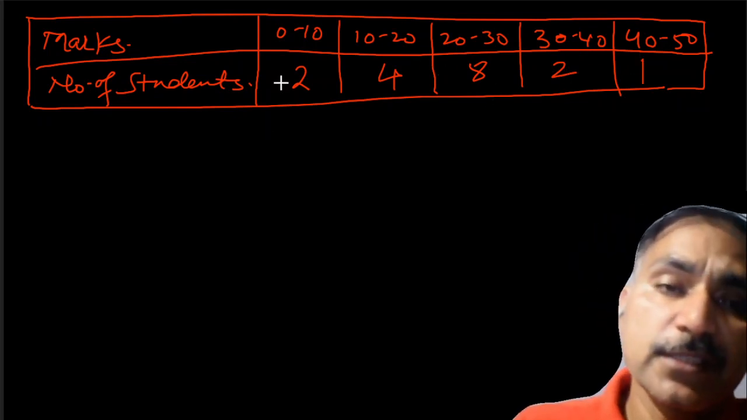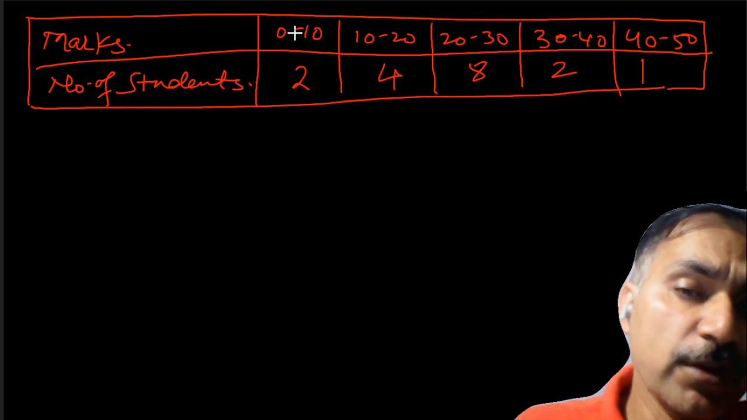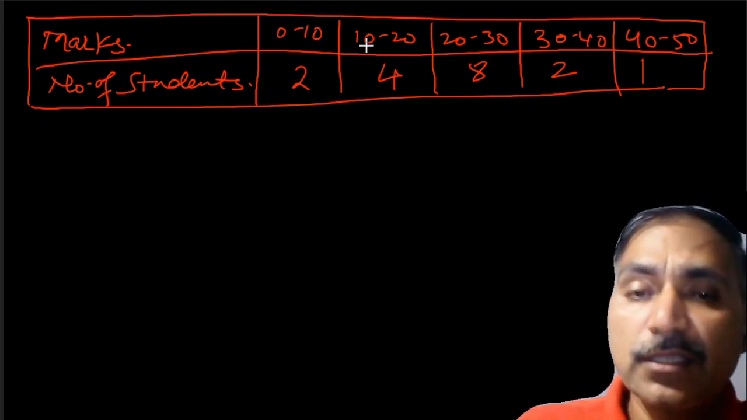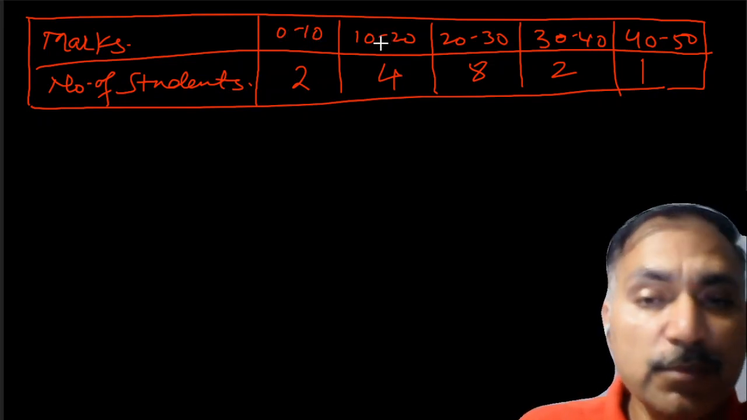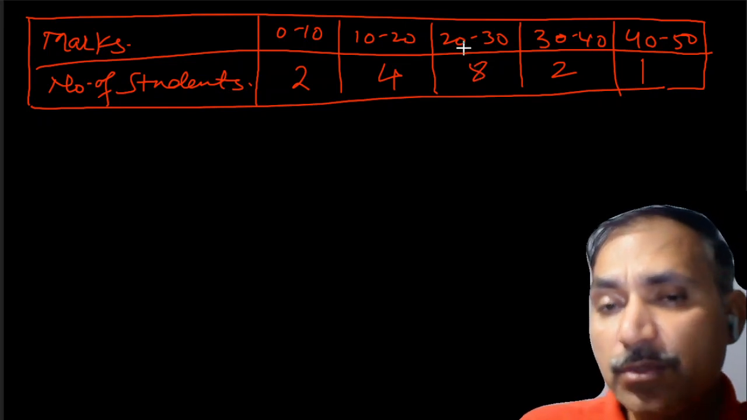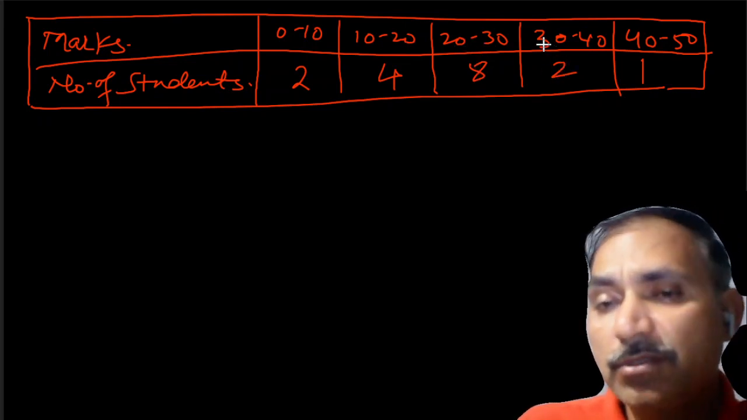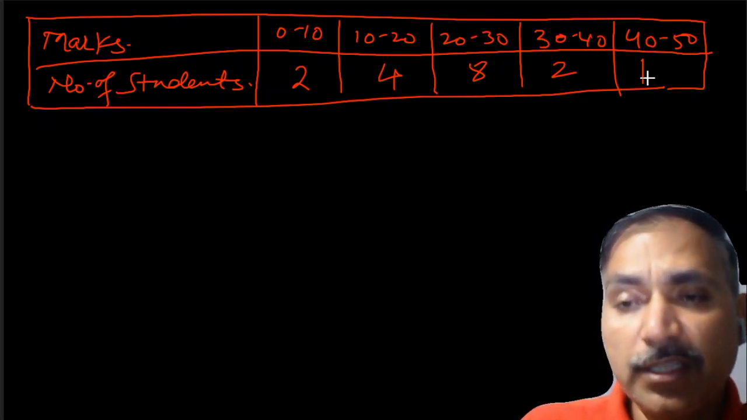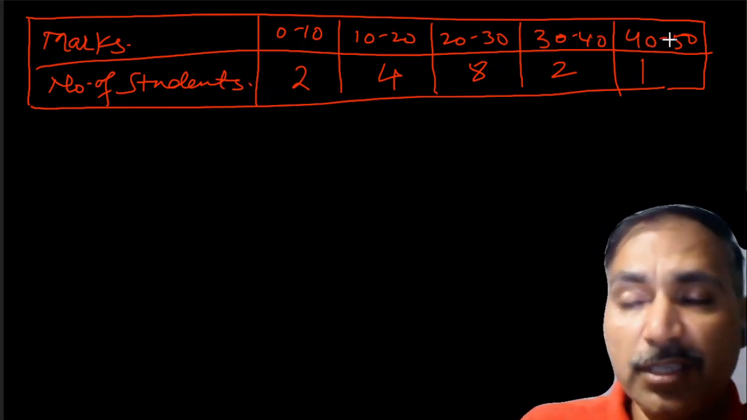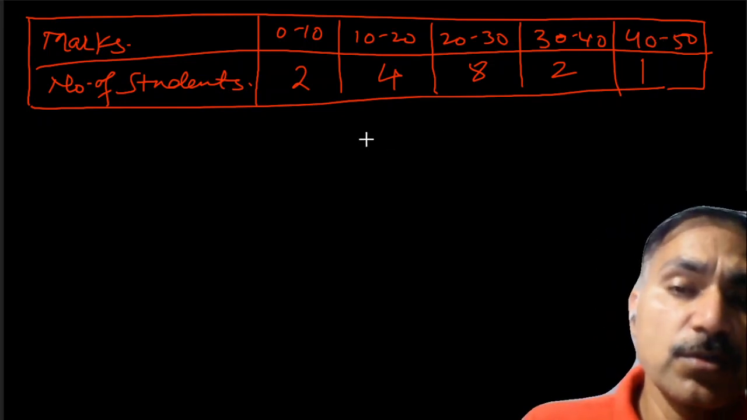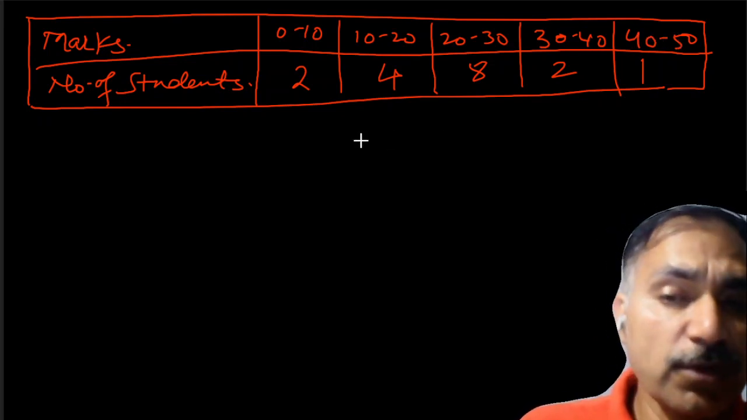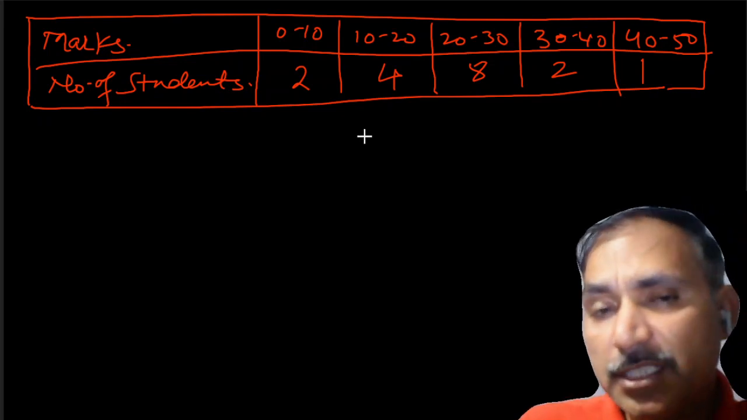Now, what do you mean by this? There are 2 students who have got the marks between 0 to 10. There are 4 students who have got marks between 10 to 20. 8 students got marks between 20 to 30. And there are 2 students who have got marks between 30 to 40, and there is only one who is having the marks 40 to 50. Now, we need to find out what is the smallest observation, what is the largest possible value.